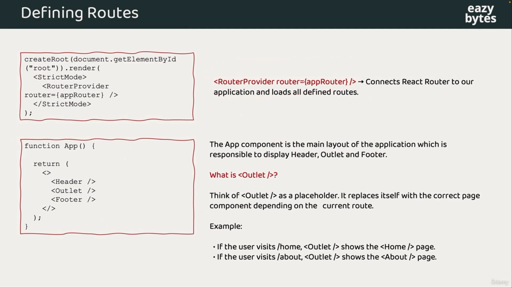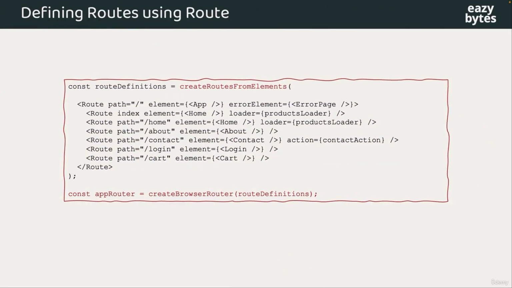As you can see here, in the place where we are trying to use this createBrowserRouter function, in the same place, we need to use this RouterProvider. Followed by, inside the App component, which is the parent component for all the paths, in between header and footer, we need to mention the Outlet component. This Outlet component acts as a placeholder and replaces itself with the correct page component depending on the current path. When you visit the about path, this Outlet is going to show the About component.